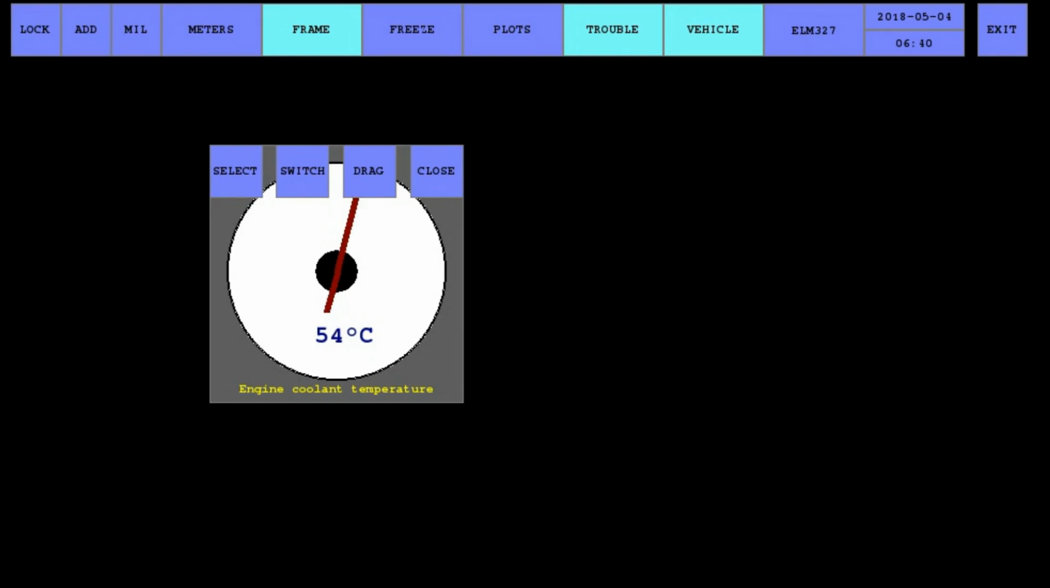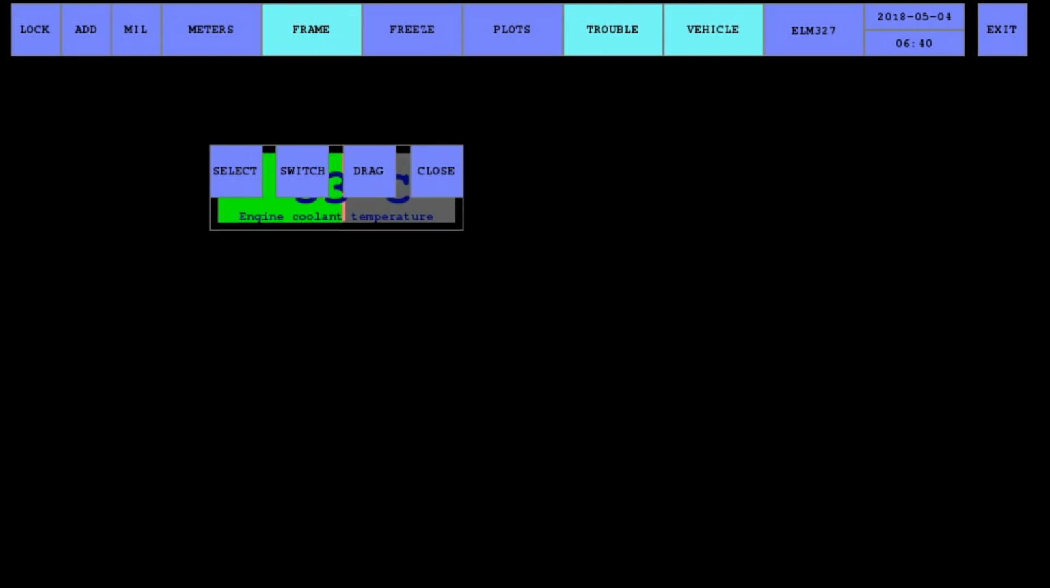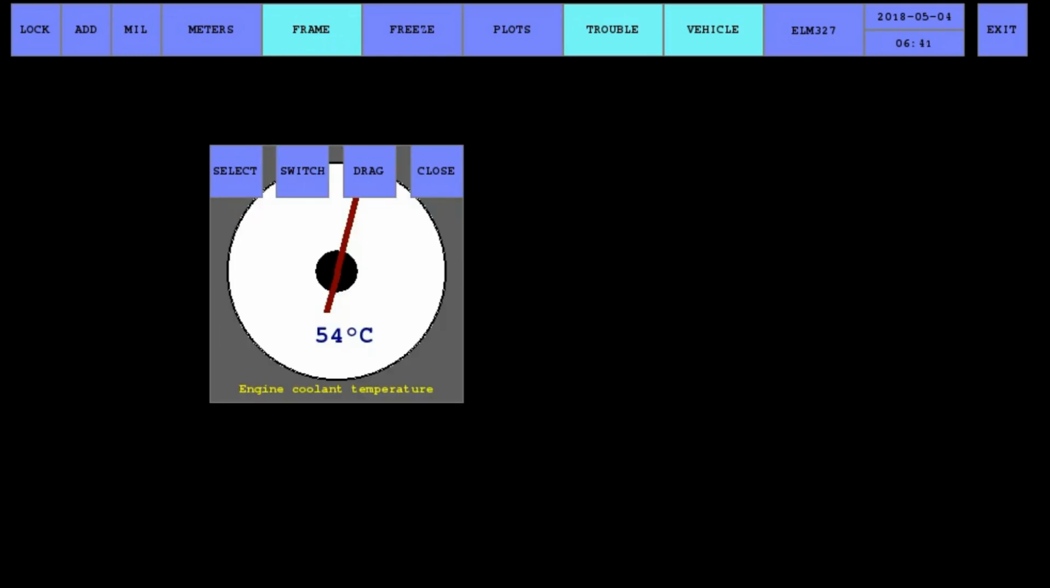I haven't implemented the lock button, but when the lock button's pressed, these buttons on the top of the gadgets will disappear, so that you can't accidentally drag them around. There's a select button which I haven't done yet, which is where you'll be able to select the PID that you want. I've hard coded this at the minute for engine coolant temperature. And then there's a switch button, so I can change the style of the actual thing to horizontal or vertical bars, or just text, or the dial gauge, so you can swap those around.